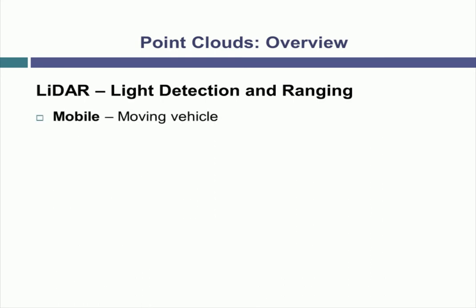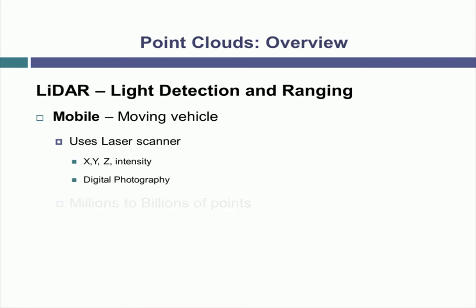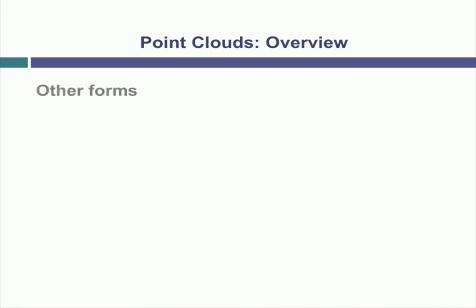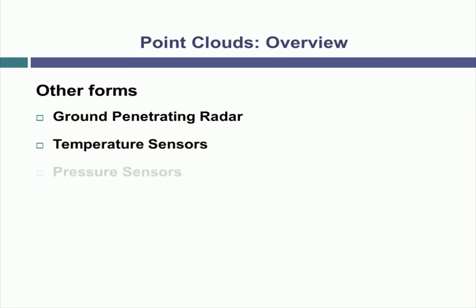LiDAR data can also be collected from a mobile or moving vehicle. In this case, the laser scanner is mounted on a car or truck, and it again collects X, Y, Z, and intensity information. This is also often integrated with digital photography. And depending upon the size of the site and how far the vehicle is driven, the dataset can be millions to even billions of points. Other forms of data that can be used in point clouds include ground-penetrating radar, temperature sensors, pressure sensors, and bathymetric surveys.